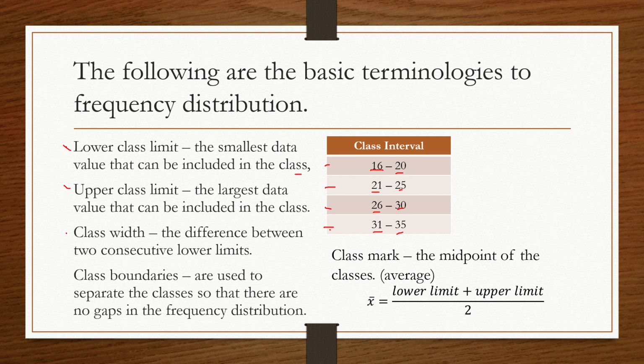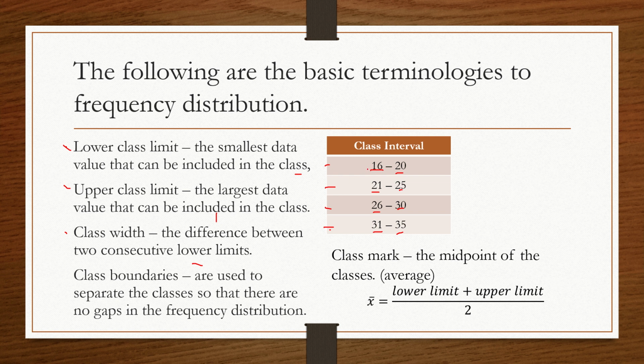So, next is the class width. So, ano ba tong class width? It is the difference between two consecutive lower limits or upper limits po. Okay? Difference. Anong operation to? This is subtraction. So, difference daw ng two consecutive lower limits. So, when we say consecutive is magkasunudan po.